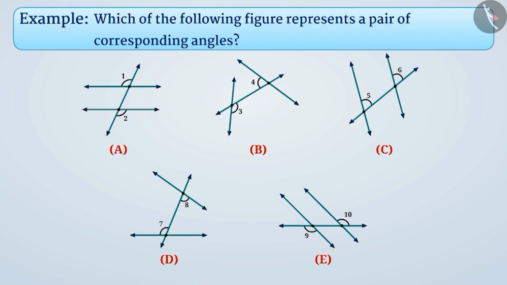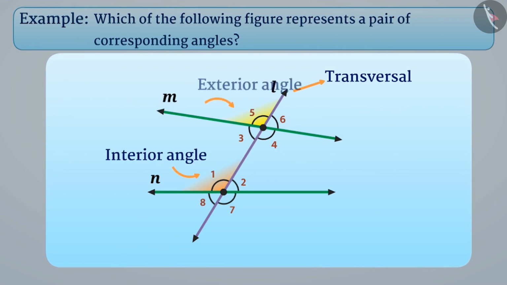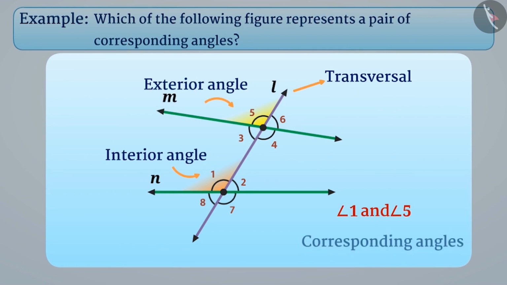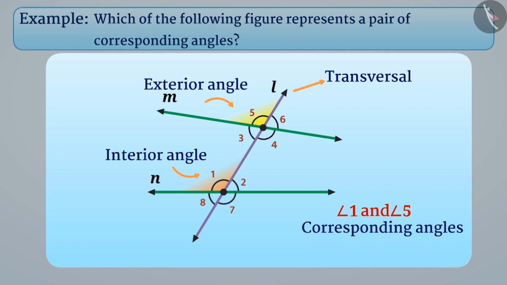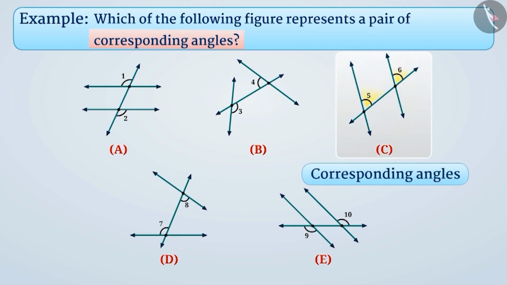In the previous video, we have learned that when two angles have a different vertex and both angles are on the same side of the transversal and one of them is an interior angle and the other one is an exterior angle, then such angles are called corresponding angles. Now, can you tell me in which of the following figures a pair of corresponding angles is represented? Think for a while. Absolutely correct. Corresponding angles are represented in figure C.